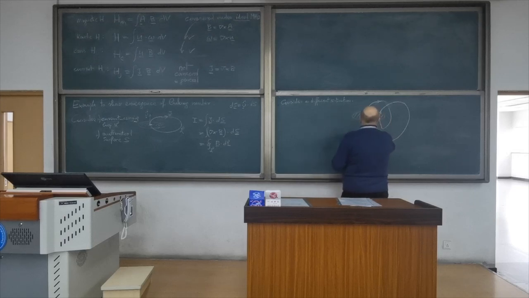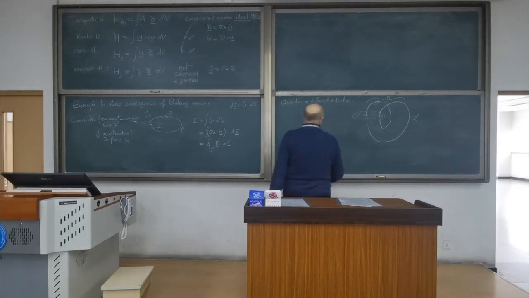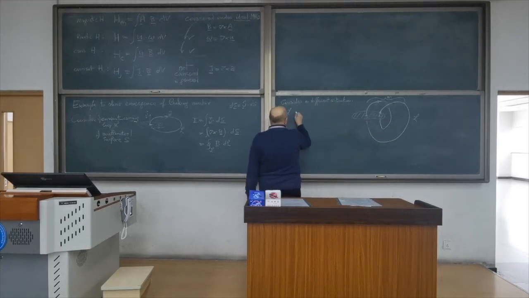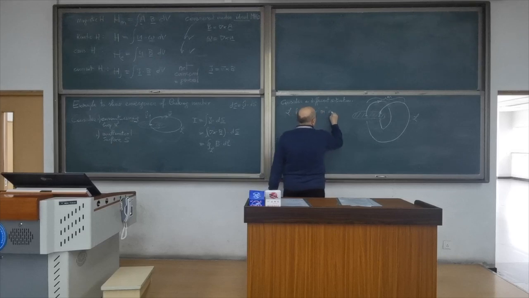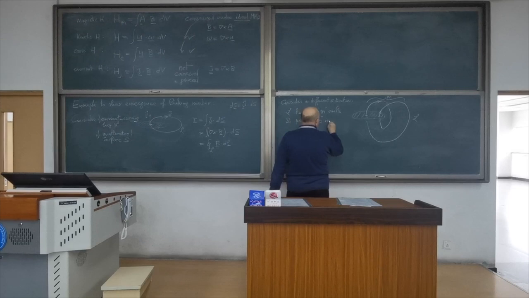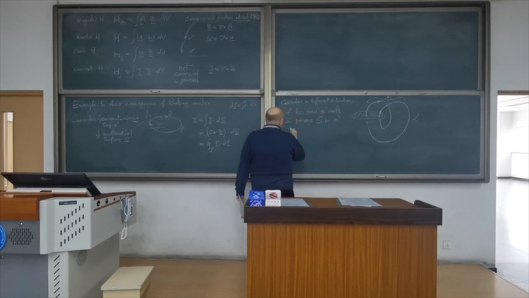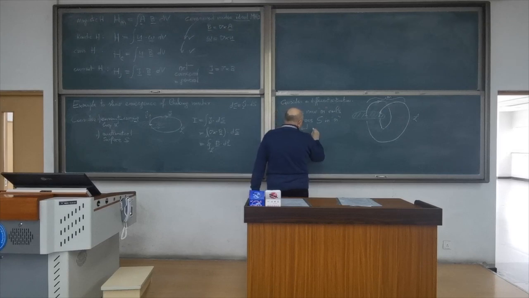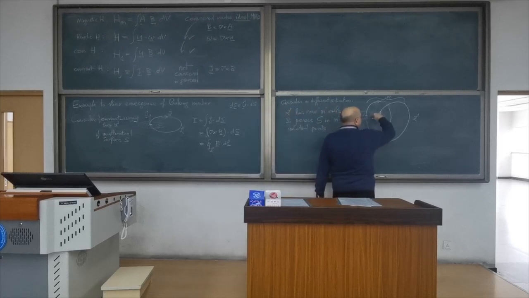Okay, imagine that the loop L is making M, in this case two loops, two coils. L has now M coils, and pierces S in M isolated points. Okay? So this is one, and this is two for two coils.